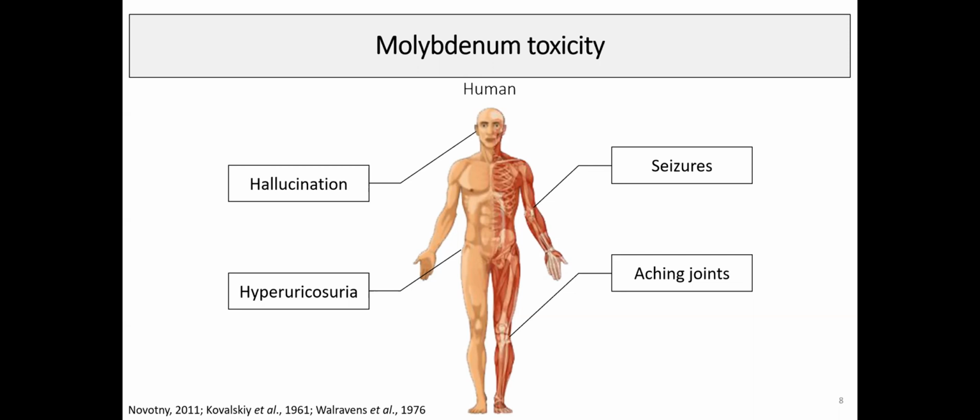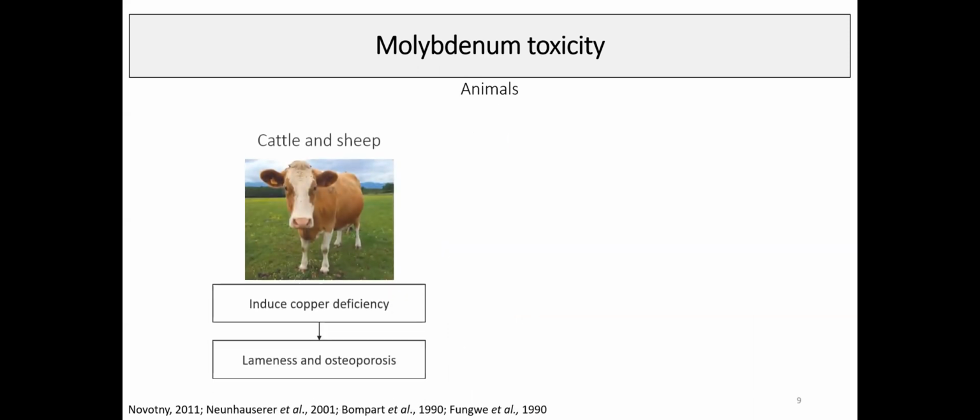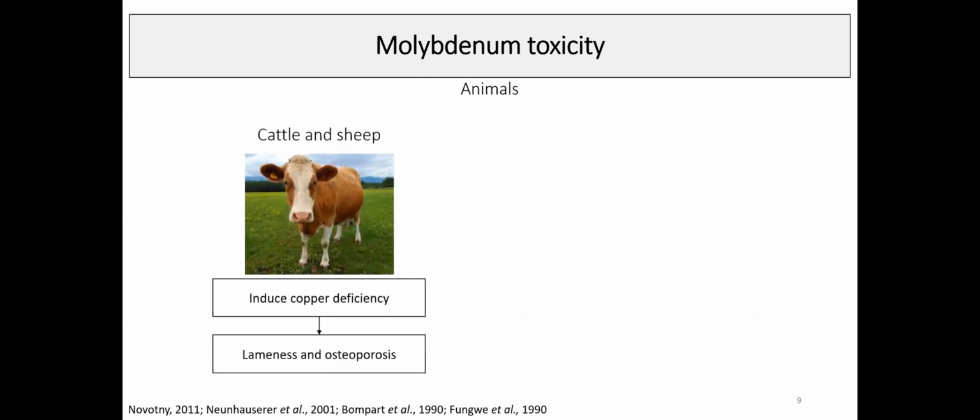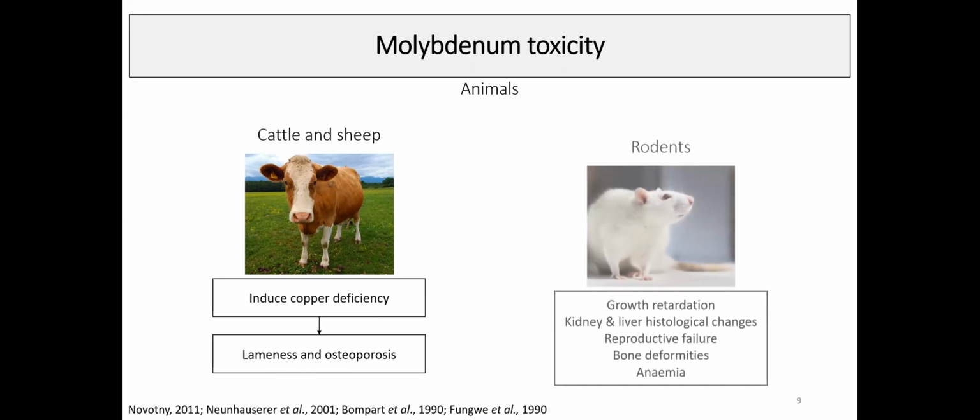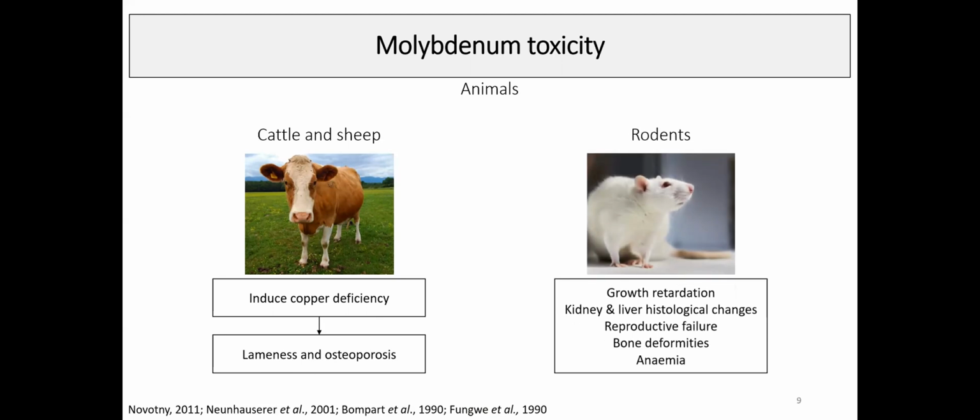cause toxic effects. For humans, it has been reported that it can cause hallucination, hyperuricosuria, seizures, as well as aching joints. While in animal studies, in cattle and sheep, it has been reported to induce copper deficiencies, which lead to lameness and osteoporosis. While in rodents, it can cause many symptoms such as growth retardation, as well as reproductive failures.